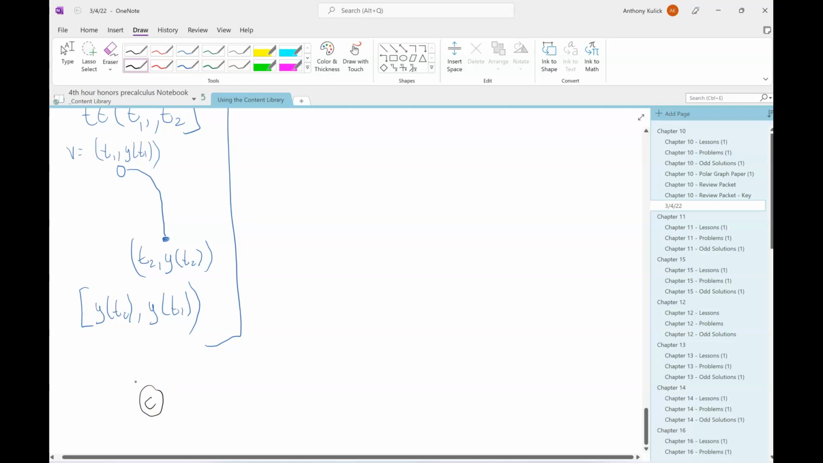So, Mr. Kulik, this process you've described now, that's just what we do, right? It could get complicated because we might have to find domains and ranges for these other pieces, but that's really as bad as it gets. There's not something else that could happen weird, right?